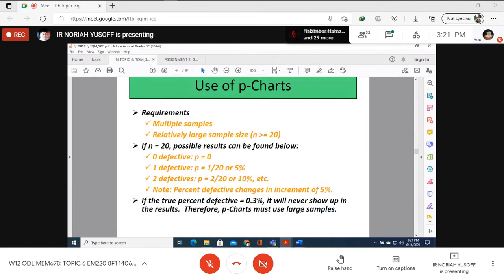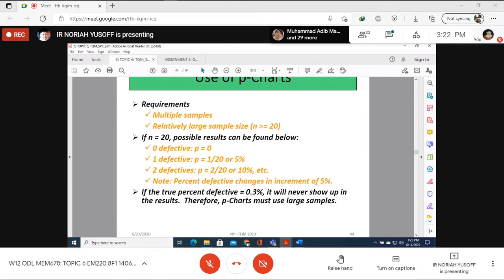Faham. So katalah kat sini, example dia kata, if sample size is 20, results can be found as below. If 0 defective, then P is equivalent to 0. Okay, percentage of defective. 1 defective, that means ada 5% kat situ. Kalau 2 defectives, ada 10%. So note that percent defective changes in the increment of 5%. So if the true percentage defective is 0.3, it will never show up in the results. Therefore, P chart must use large samples. So kita perlukan sampel yang besar untuk buat P chart.